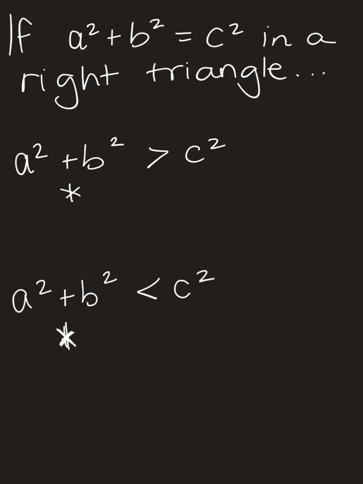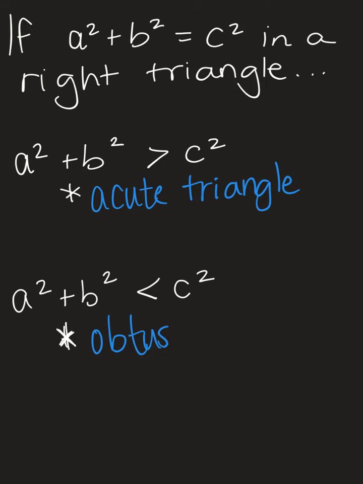So, firstly, I have to look at if a squared plus b squared is greater than c squared. I have one piece of information here. So if a squared plus b squared is bigger than c squared, or c squared is smaller than a squared plus b squared, that means I have an acute triangle, okay? And then if a squared plus b squared is less than c squared, or c squared is bigger than a squared plus b squared, then you probably guessed it, we have an obtuse triangle.